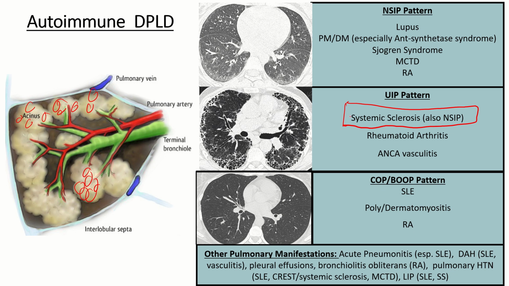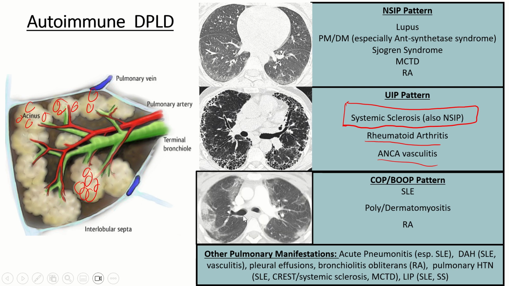That can also cause NSIP. Remember, systemic sclerosis is really a fibro-inflammatory response secondary to an autoimmune attack. Other ones you might just have to memorize: RA, and sometimes vasculitis can do it. And then you can even get a COP, or cryptogenic organizing pneumonia, pattern as well due to interstitial lung disease. So these are the radiographic findings that you may see, and they may give you a subsequent differential diagnosis of what autoimmune diffuse parenchymal lung disease it may be.